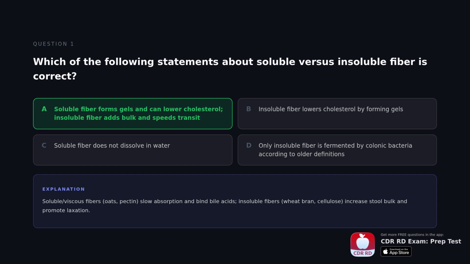The correct answer is, soluble fiber forms gels and can lower cholesterol. Insoluble fiber adds bulk and speeds transit. Soluble viscous fibers (oats, pectin) slow absorption and bind bile acids. Insoluble fibers (wheat bran, cellulose) increase stool bulk and promote laxation.